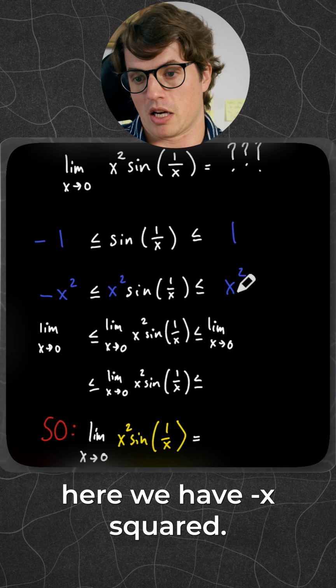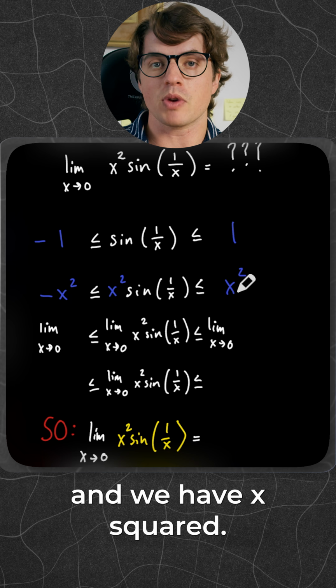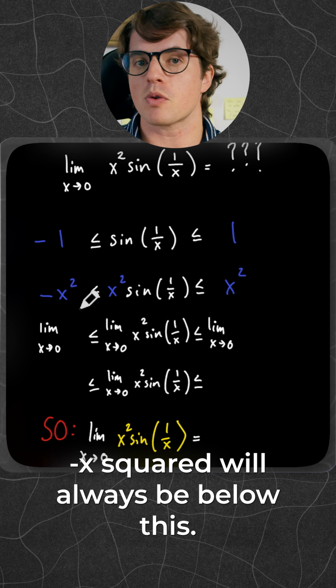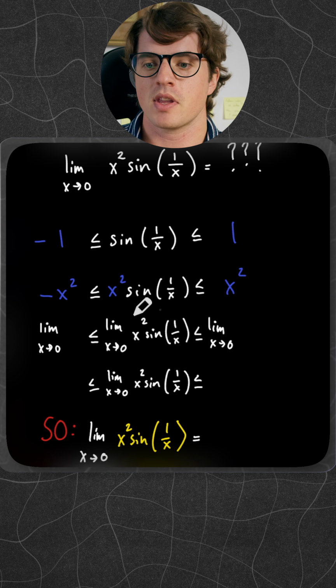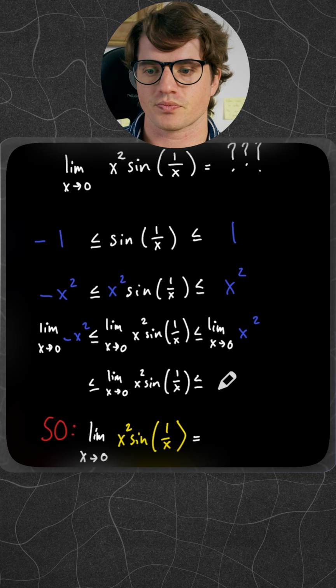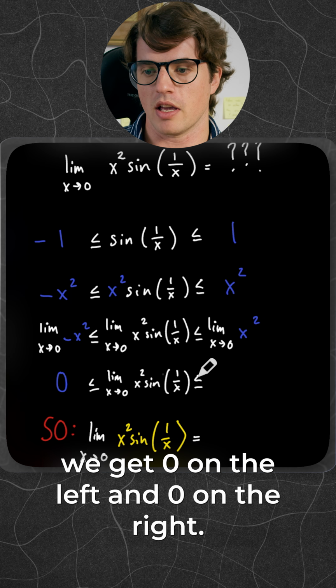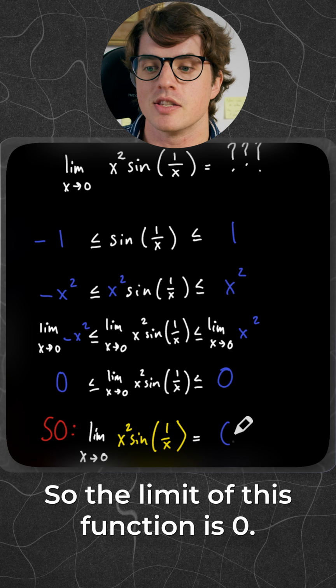Here we have -x squared, we have our original function, x squared sine of 1 over x, and we have x squared. x squared will always be below this, and x squared will always be above this. If we take the limit as x goes to 0 of these two things, we get 0 on the left and 0 on the right. So the limit of this function is 0.